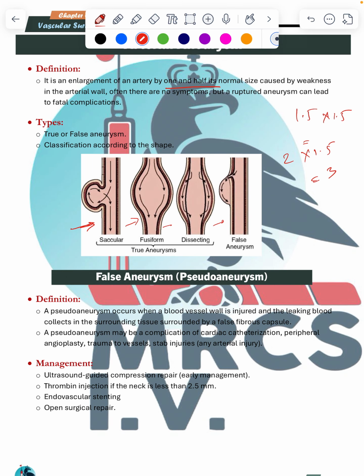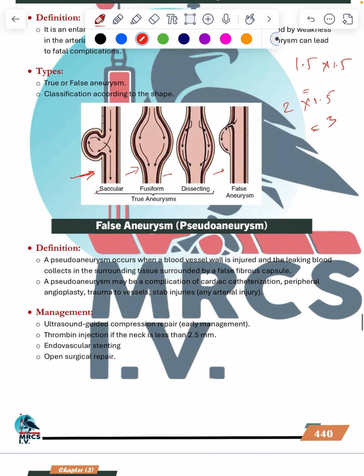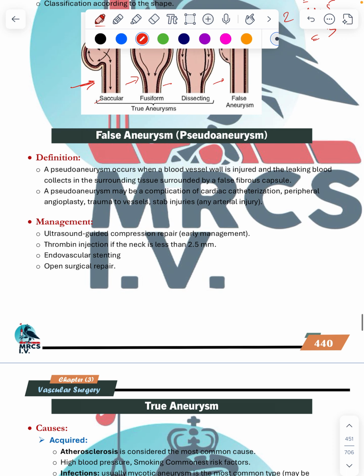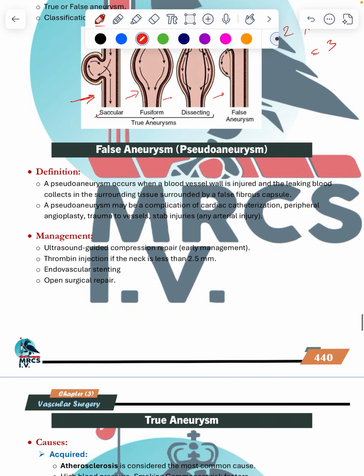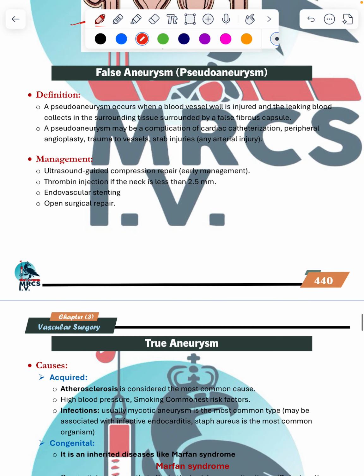Types: true and false. You are seeing classification according to shape, that is saccular, fusiform, dissecting, false. A false aneurysm or pseudoaneurysm is when the blood enters the injured wall and leaks. The blood collects in the surrounding tissue, surrounded by a false fibrous capsule. Pseudoaneurysm may be a complication of cardiac catheterization. When you do cardiac catheterization, if the catheter is going inside, or peripheral angioplasty, pseudoaneurysms can form. Management is ultrasound guided compression.